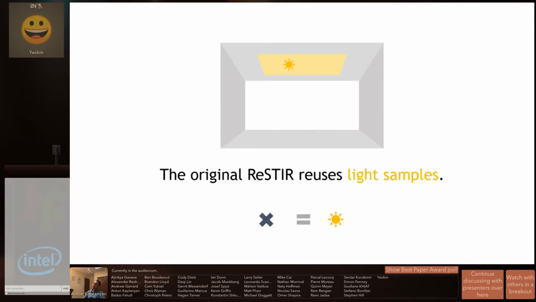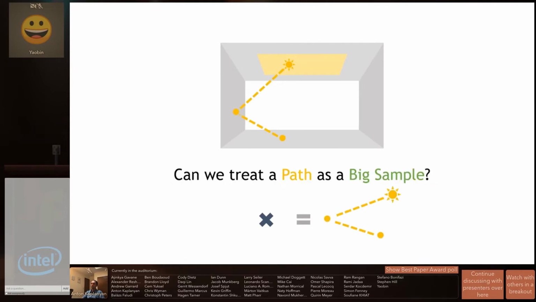Now we have ReSTIR in direct lighting. We are going to extend it to GI. First, as we know, the power of reservoir resampling hides in reusing samples. And in the original ReSTIR, it reuses emitted light samples. Let's move a step forward. Can we treat a path as a big sample and reuse paths?